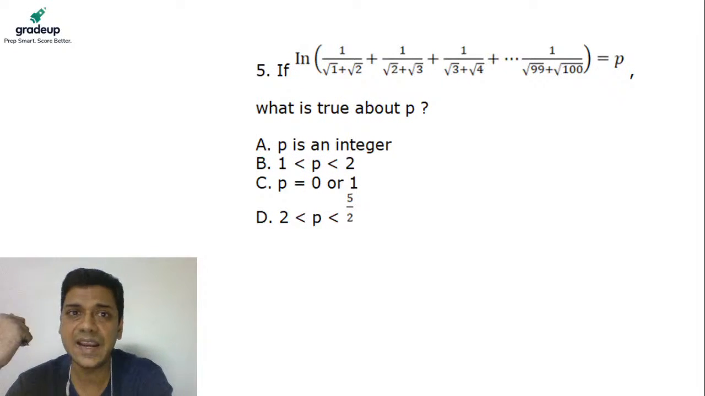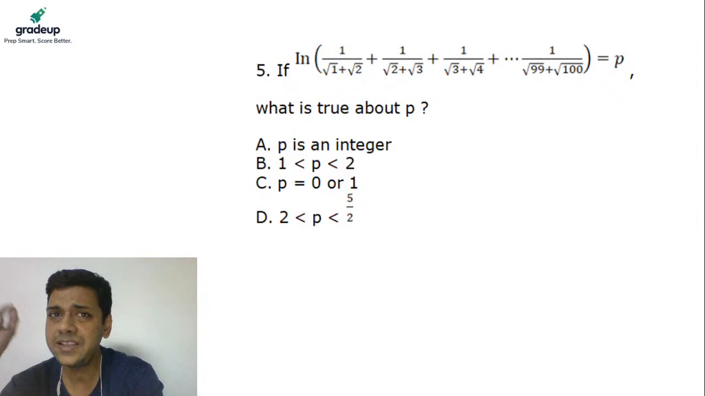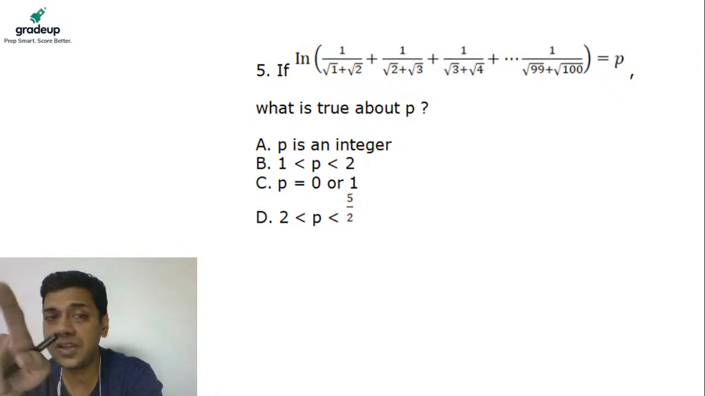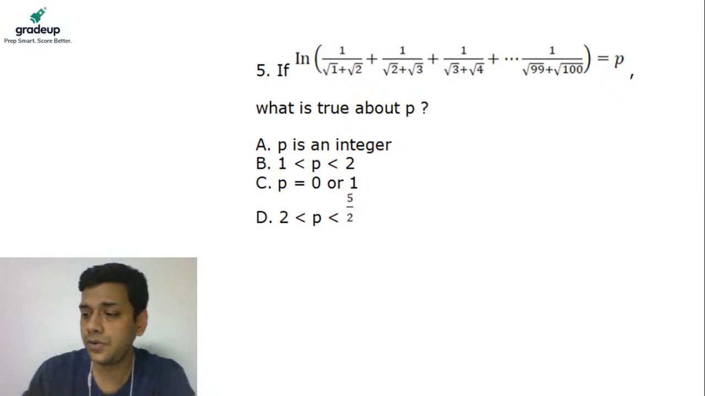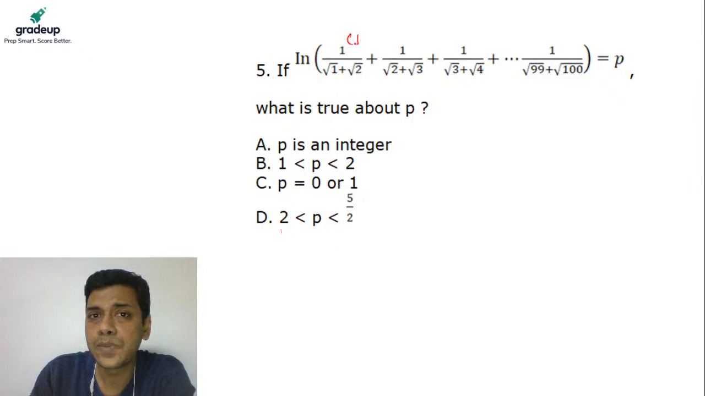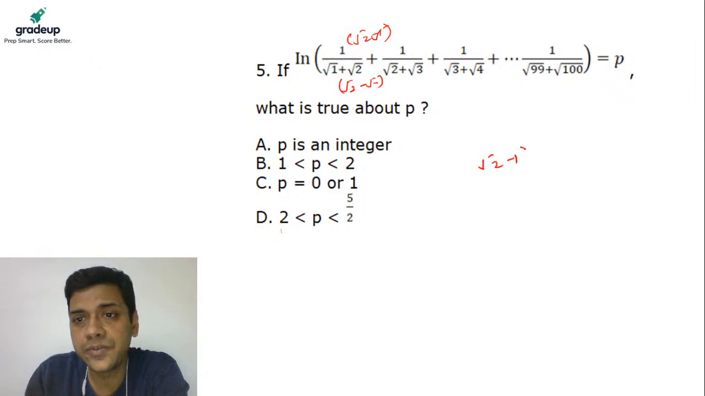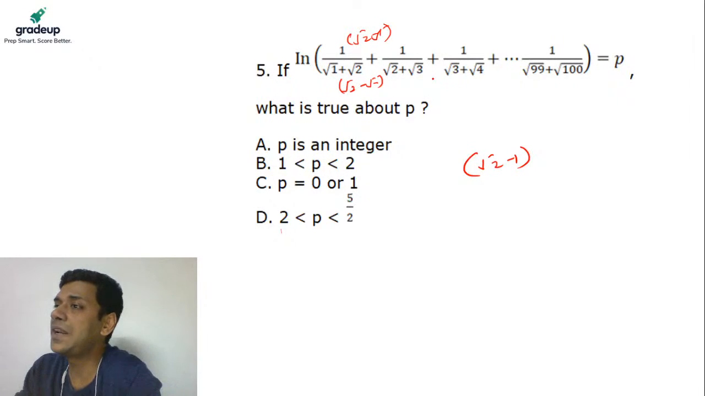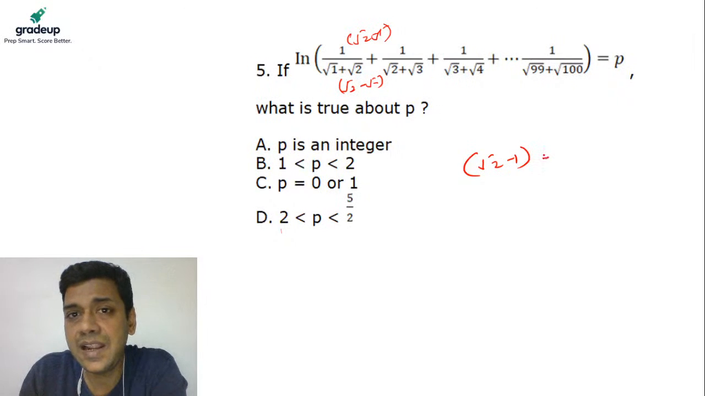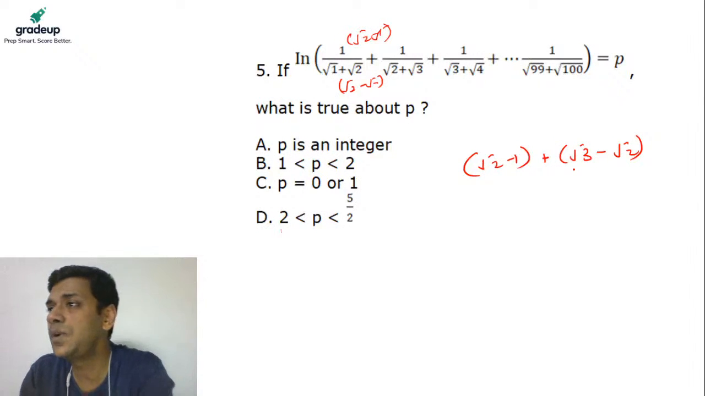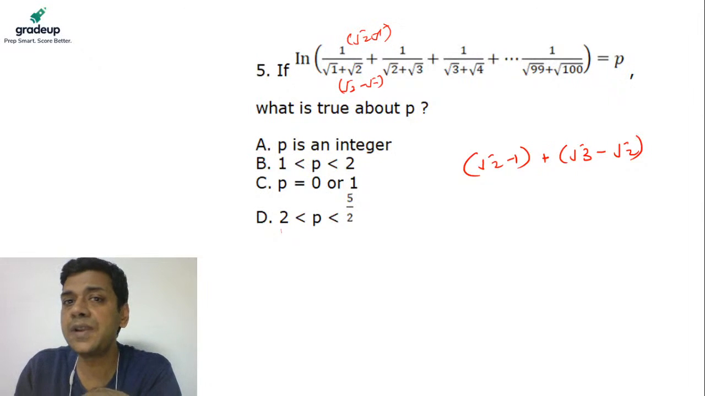So if I look at the fraction inside it, can I say the difference between the squares of the 2 numbers in the denominator is 1. So if I simply multiply root 2 minus root 1 in both numerator and denominator, what will I get? I will get root 2 minus 1 and the denominator will become 2 minus 1, which is 1. Similarly, in the next number, if we multiply root 3 minus root 2 in both numerator and denominator, my numerator will become root 3 minus root 2, but my denominator will become 3 minus 2, which is 1.